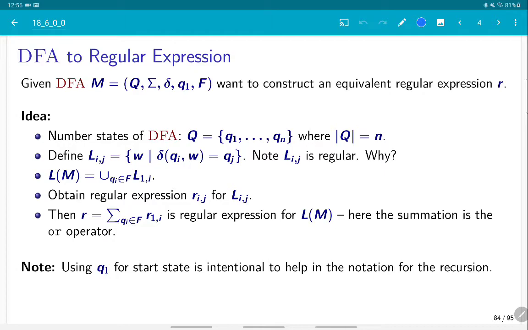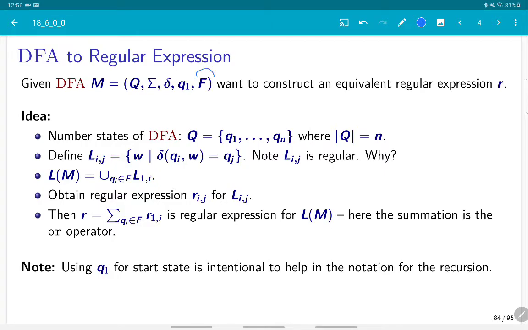So to this end, let L_ij be the language of traveling from the ith state to the jth state. This is of course a regular language because we can set the ith state as the start state and the jth state as the only accept state, and that will be the regular language of this automaton. The language of M is of course just the union of all those languages going from the start state q1 to state i, where the ith state is accepting.